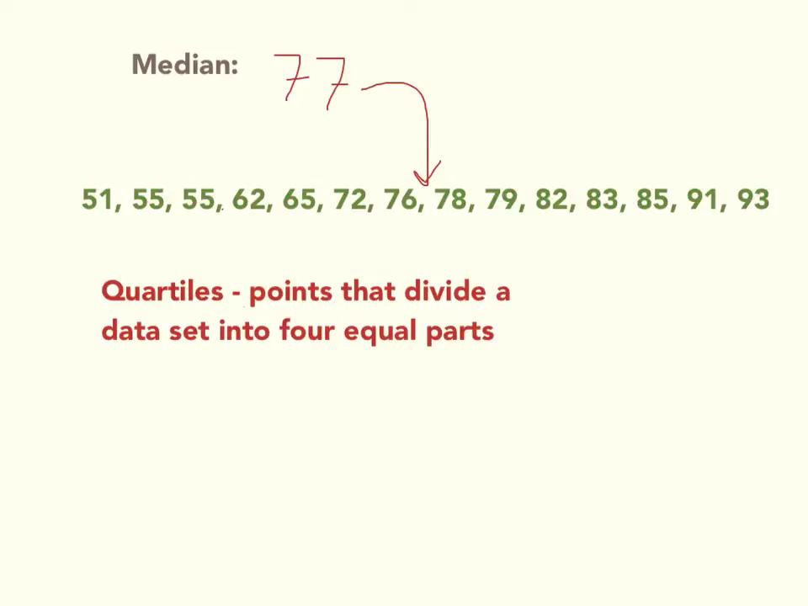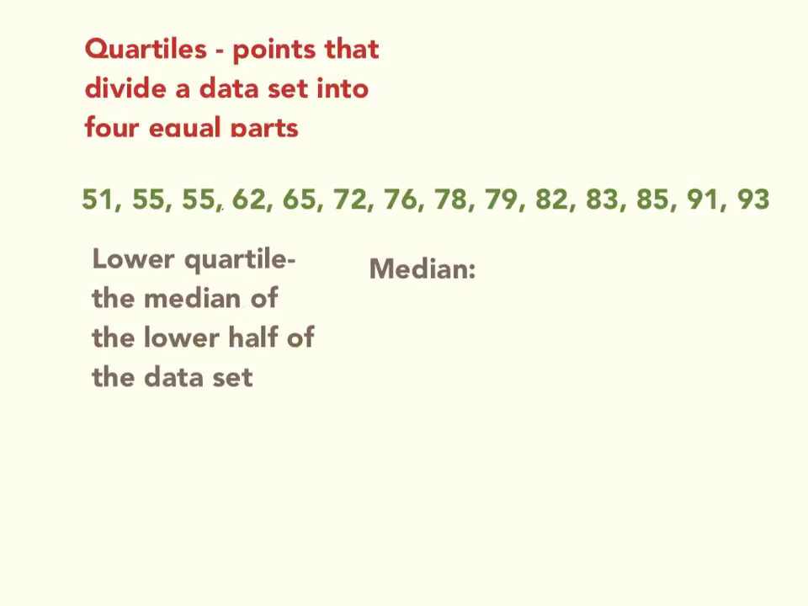Next, I'm going to be looking for something new, a set of data called quartiles. Quartiles are points that divide my data into 4 equal parts. The median is already one of my quartiles. So let's not forget my median is going to be 77, which is right here. I'm going to take a look at this lower half of the data from 51 to 76.